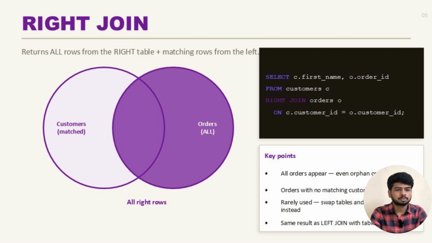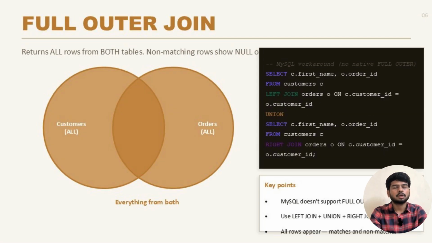Okay, we will move to the next one, which is full outer join. Full outer join will return you everything from both sides. If you see the Venn diagram also, both circles are fully highlighted. Every customer, every order, matches combined, non-matches are also included, nulls are also included, wherever data is missing it is also included. Now here's the most important point, a MySQL specific thing.